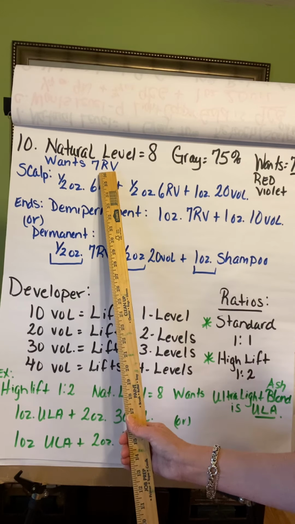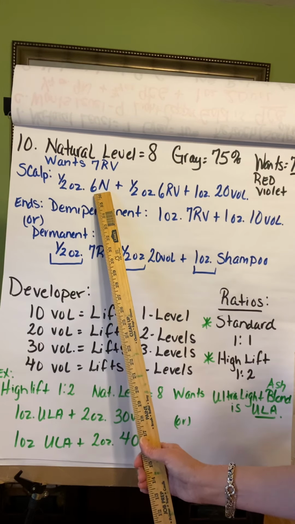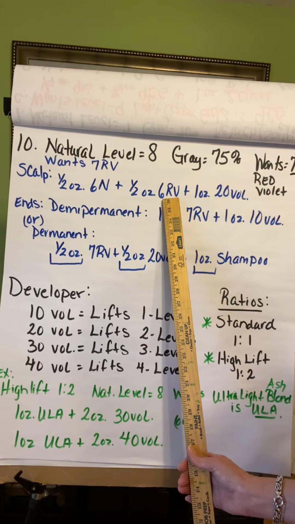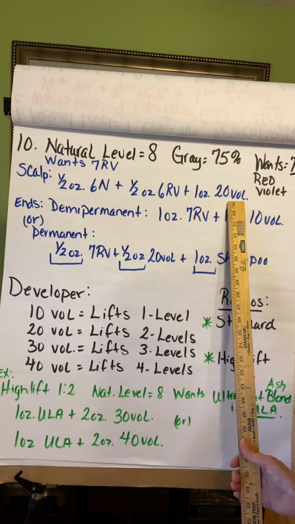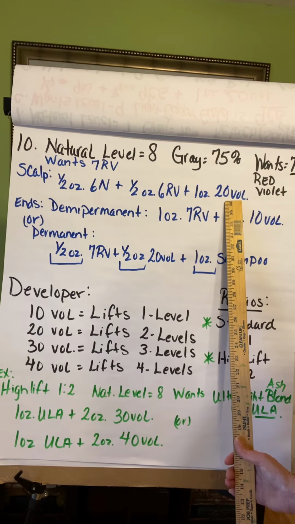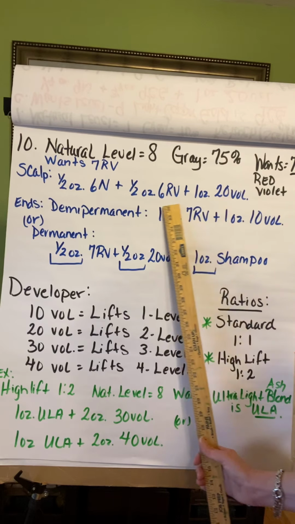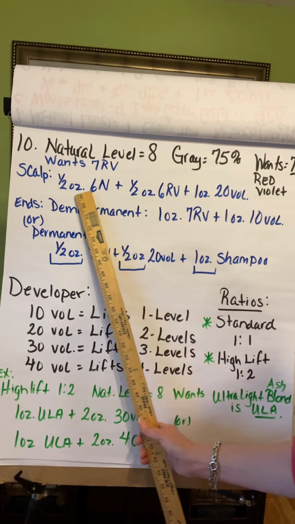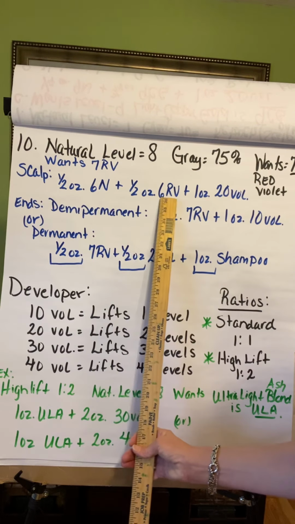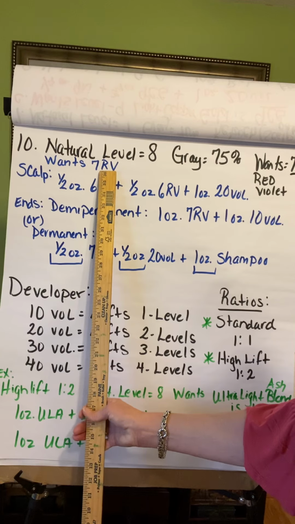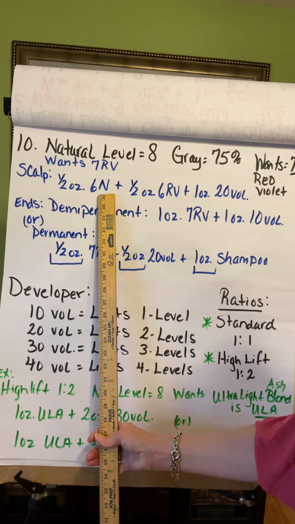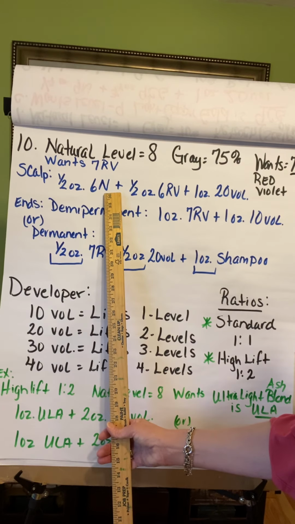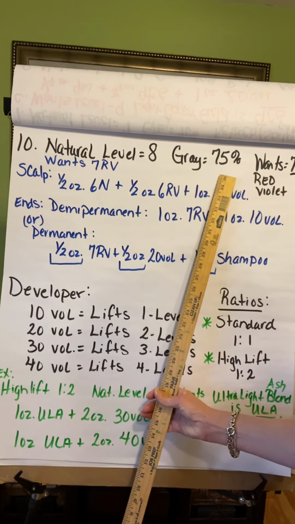She wants to be a level 7. You got to formulate it 1 whole level darker. So 1/2 an ounce of 6N plus 1/2 an ounce of 6RB, red violet, plus 1 ounce of 20 volume developer. 20 volume developer because I'm trying to cover her gray completely. She's 75% gray, so I have to formulate her 1 whole level darker. So my formula down here needs to be at a whole level darker. She wants to be a level 7, so I have to drop it down 1 level and formulate it to a level 6, because if I don't, the end results is going to be too light because you're working with a lot of white in the hair.